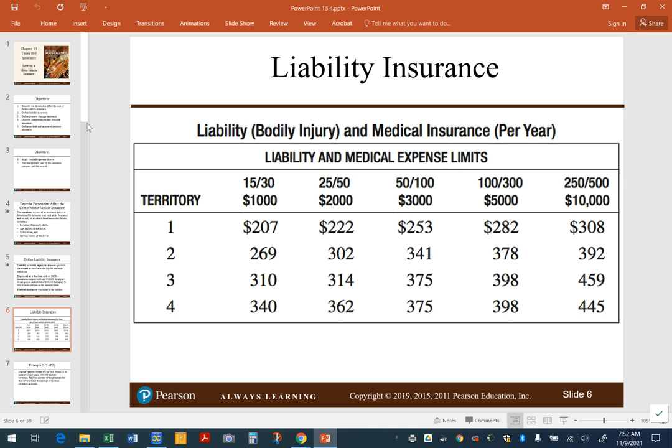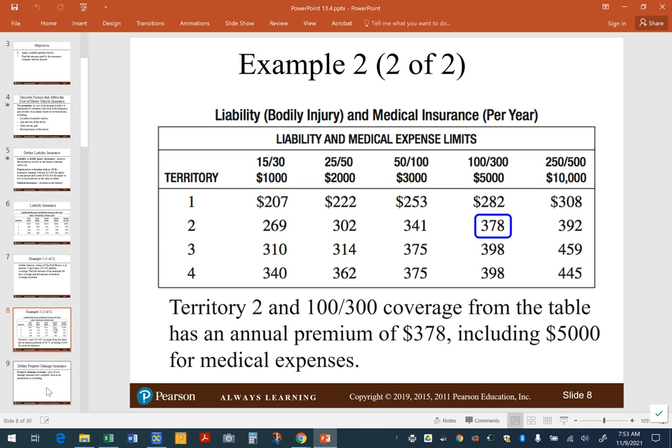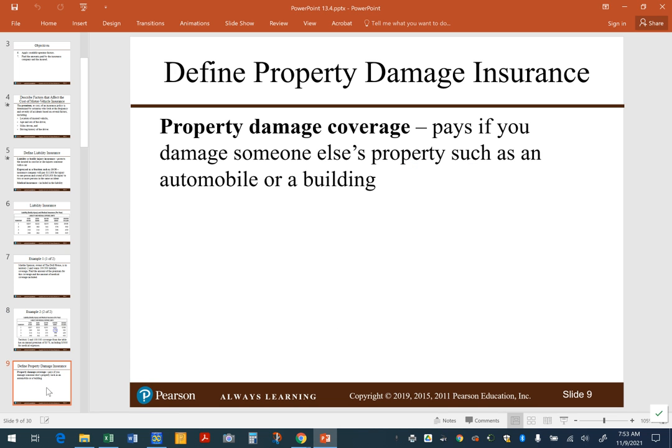Here's an example of a premium table. So we can look at the territory, the liability amount that you want to carry, and then find the costs per year for that particular coverage. And we looked at this example with Martha Spencer yesterday. She wants 100,000, 300,000 coverage. She lives in Territory 2, so her cost per year is $378, and it includes a $5,000 medical insurance coverage for herself.